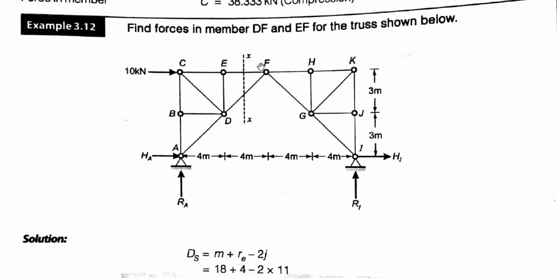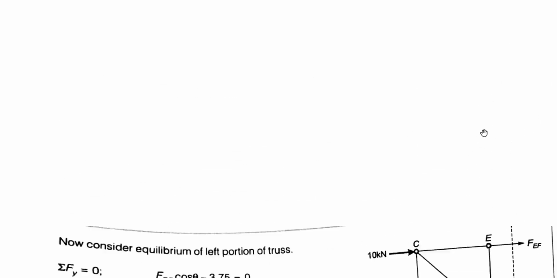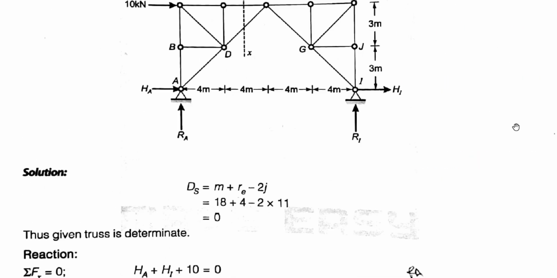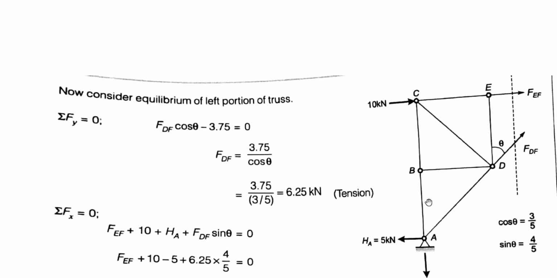Now consider a section XX as shown in figure. So this is our section XX, and we now consider equilibrium of the left portion of the truss. This is our 3.75 in downward direction. This is our HA 5 kilonewton here. This is 10 kilonewton at D. This is our angle theta. So 3 meters, 3 and 3 meters. This is our 3 meter, this is our 3 meter, and this is our 4 meter distance.